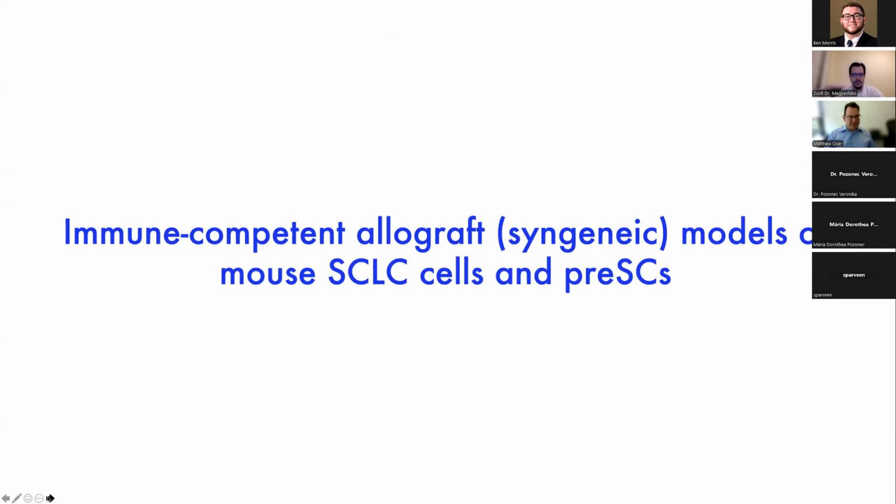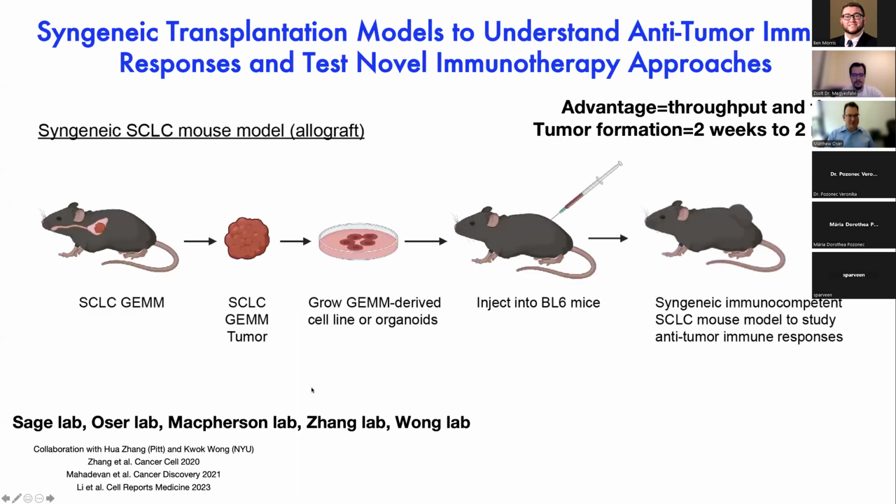So this part really has two different parts: standard allografts that we'd use in Black 6 mice, and then these pre-small cell lung cancers, or pre-SCs, that Quan Park's lab developed as a way to look at what might induce small cell transformation. So first, to talk about allografts.